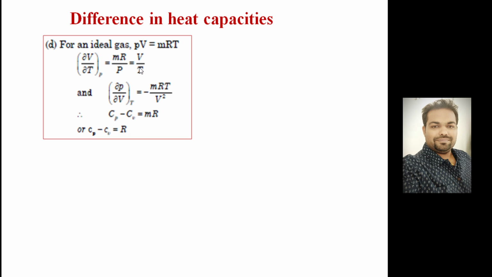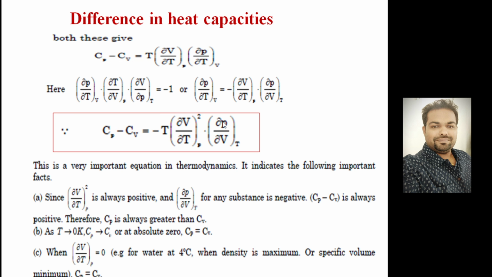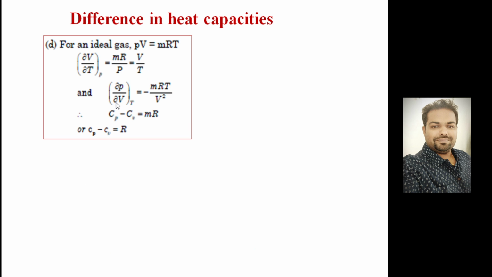So ∂V/∂T is nothing but V divided by T, and similarly ∂P/∂V, because I need two terms, right? ∂P/∂V, keeping temperature constant, whereas the differentiation of volume with respect to temperature is keeping pressure constant. So now for ∂P/∂V keeping temperature constant, just look at this equation.